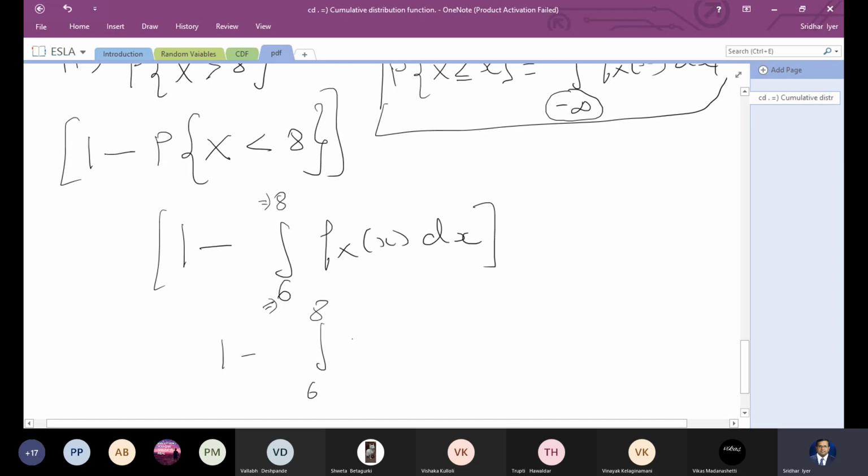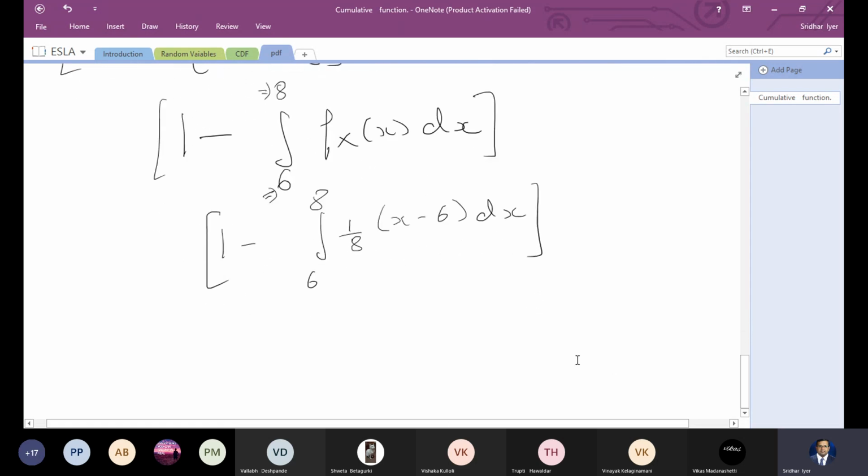I have already calculated the value of c in the previous part, which is 1 by 8. So I will substitute c as 1 by 8 into the integral of x minus 6 dx. Again, this part has also converted to a very simple integration value. So let's solve this integral.